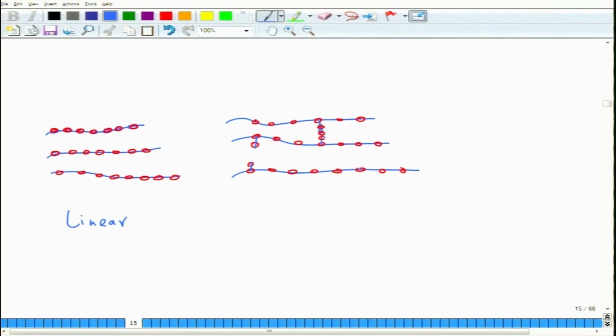So, this would be branched and this would be cross linked, okay. In cross linking we also have mer units, and you can have some other units. Cross linkers are typically different. For example, when you vulcanize, sulfur makes the cross links. So, cross linker molecules can be different. So, these are cross links.